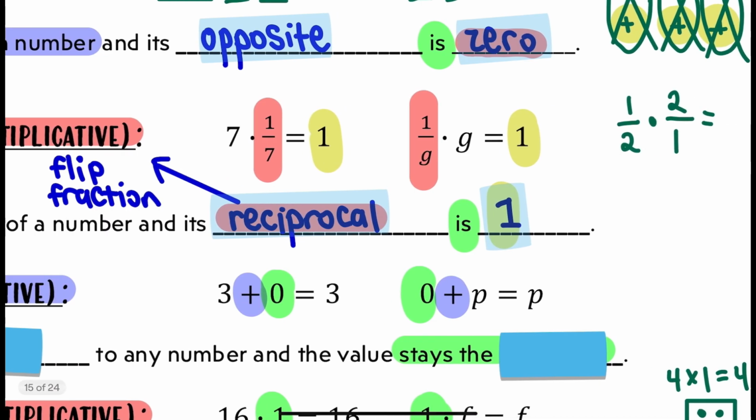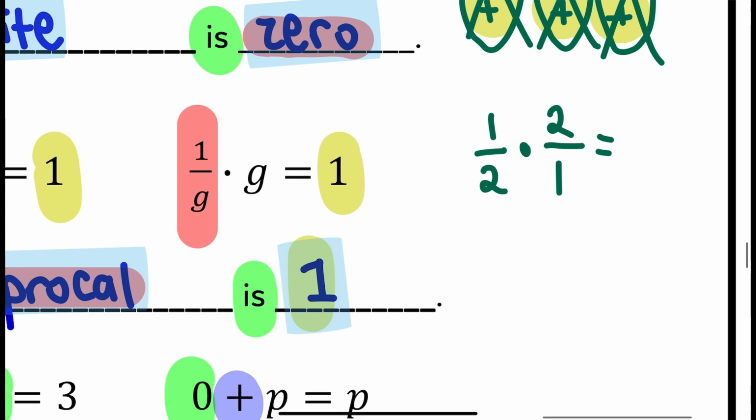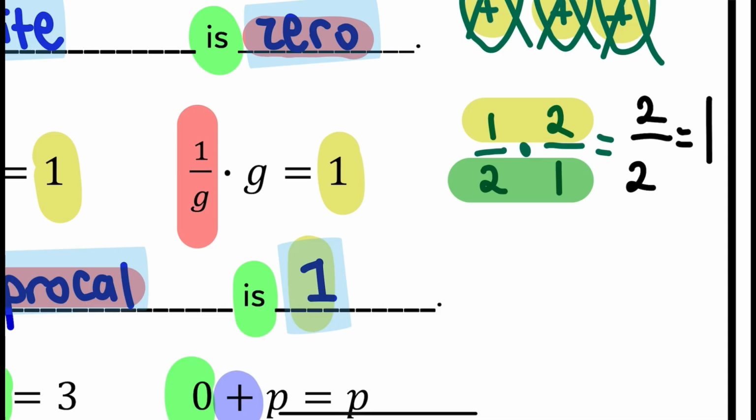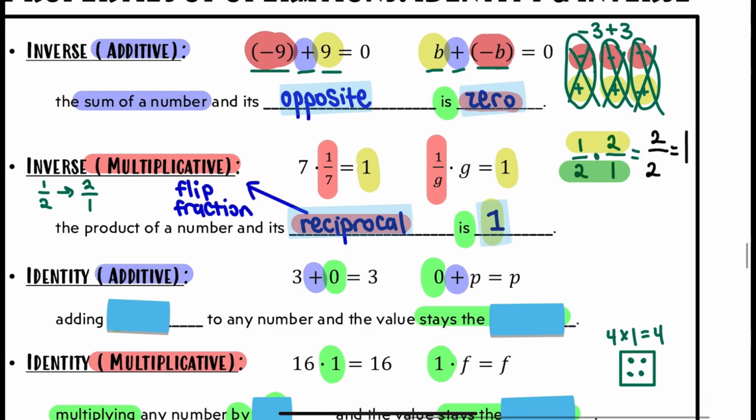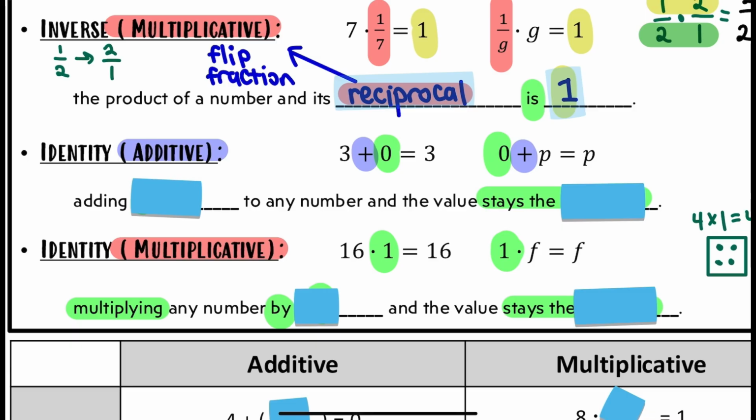And the reason behind this is if we multiply two numbers that are reciprocals, like 1/2 times 2/1, and we multiply the two fractions, 1 times 2 is 2, 2 times 1 is also 2, then we have 2 divided by 2, which equals 1. So again, the inverse property of multiplication says that whenever you multiply a number and its reciprocal, the answer is 1.